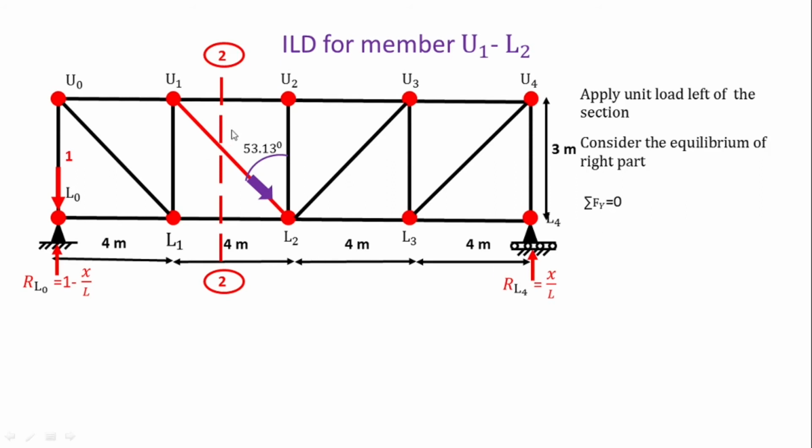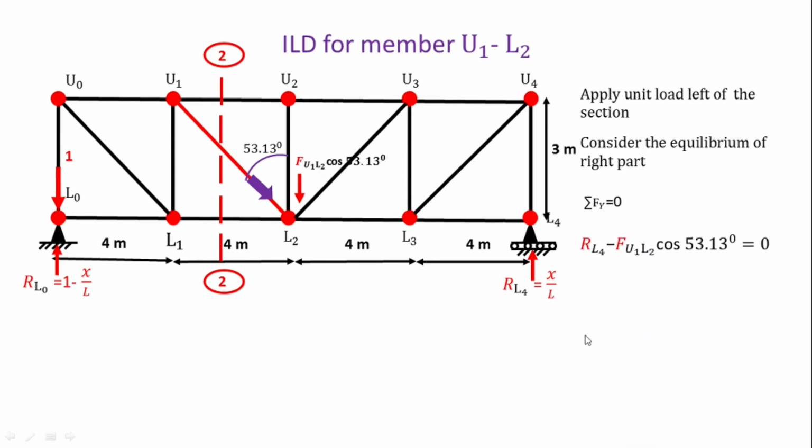So here this member U1 U2 that is cut is horizontal, so that will not affect the sigma Fy condition. Also L1 L2 is horizontal, so that will not affect this sigma Fy condition. So only this diagonal member can resolve horizontally and vertically. So only the vertical resolution will affect this sigma Fy condition. So resolve this diagonal member in the vertically downward direction: F U1 L2 cos 53.13.